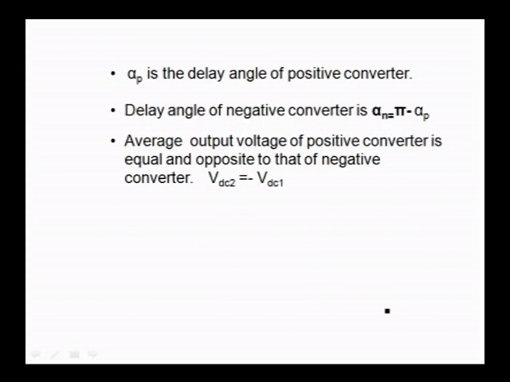Alpha P is the delay angle of the positive converter. The delay angle of the negative converter, alpha N, is pi minus alpha P. So the average output voltage of the positive converter is equal and opposite to that of the negative converter. VDC2 is equal to minus VDC1.